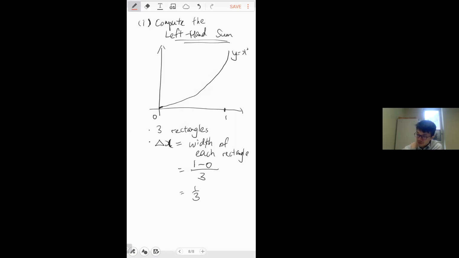I want to emphasize this, so I'm just going to write down the formula. The top is always the length of the interval. And then the bottom, 3, comes from the number of rectangles.